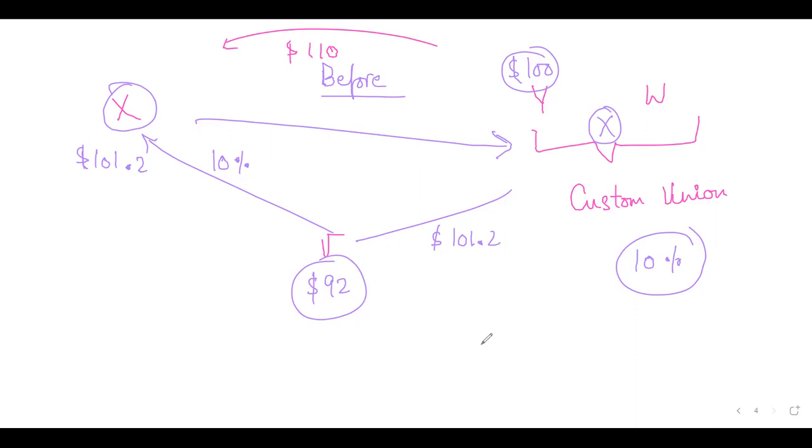Have a look at the values. Previously, you were importing from V, with a $92 initial price and 10% tariff, which made it 101.2. Now, you're importing from Y without any tariff, and that's $100. So 100 means 100. Previously, you were importing for 101.2. Now you're importing for 100. Didn't the price fall in country X?